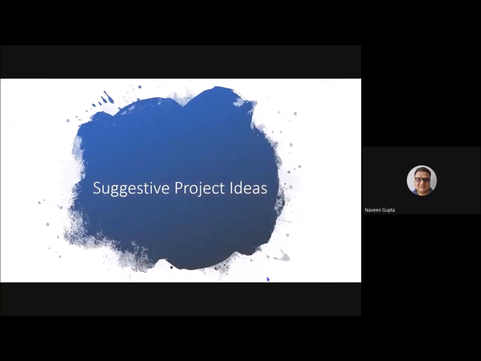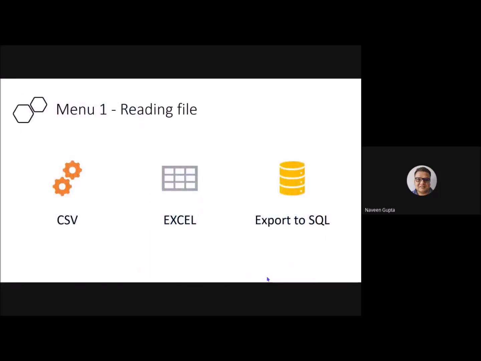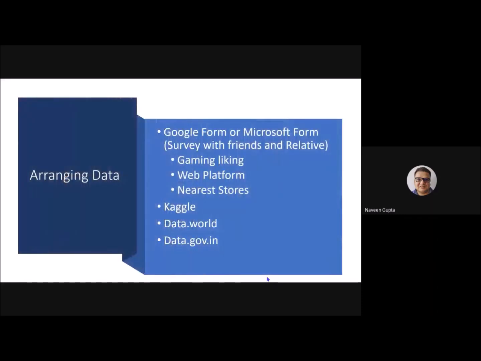Now these are my suggested project ideas, what we can do in projects basically. The first thing is how to arrange the data. One way is that a student can make a small Google form or a Microsoft form wherein he can ask his relatives or friends to fill in the details. For example, in the current situation people are playing games, so he can ask them to fill in data like name, address, age, and how much time they devote. Which game they are playing, how many hours they played. So we can analyze the data on the basis of this, which age group is playing which game.